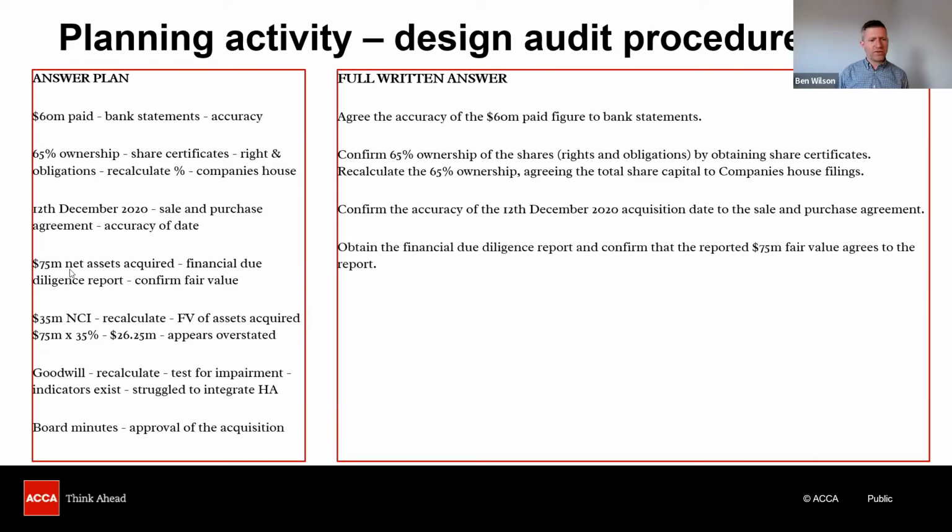The next one, which was the 75 million of net assets acquired. So I'm going to obtain the financial due diligence report and confirm that the reported 75 million fair value agrees to the report. I could have put accuracy on that as well. Maybe I should have done, but that's good enough. And you'll notice every time there's a fact, there's a source document, and I'm explaining why this test is helpful. If you think about audit procedures as being what you're doing and why you are doing it, it's a really helpful mindset.